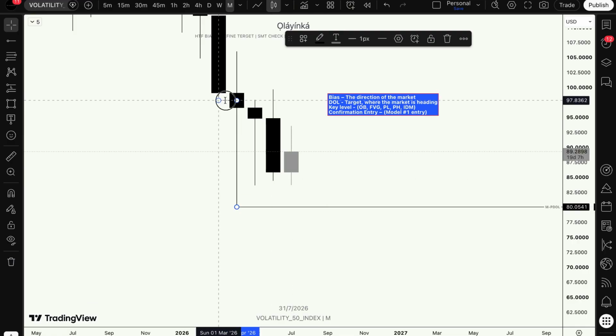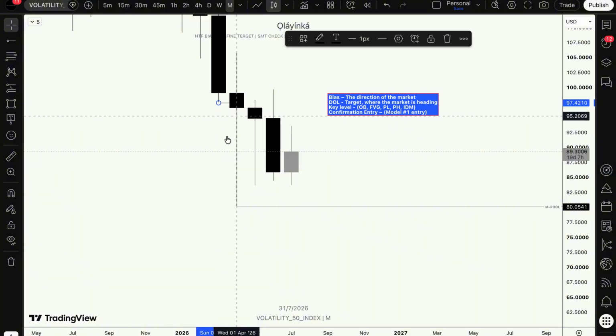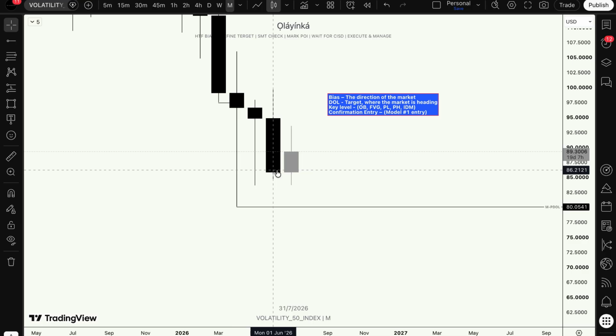Based on my bias, if you are taking sells, you are not counter trading, but if you are taking buys, you are basically counter trading. You understand? So this is my monthly draw on liquidity.